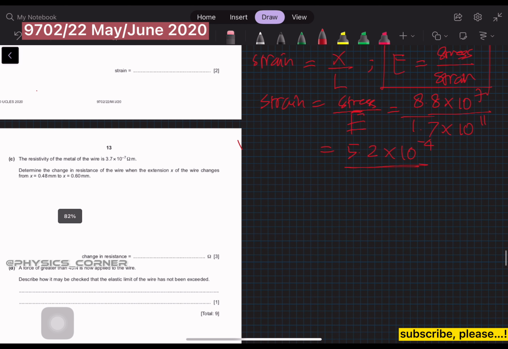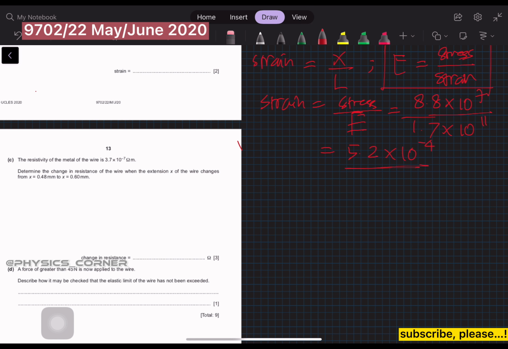We still have 2 questions, C and D. The resistivity of the metal wire is 3.7 times 10 to the power negative 7. This is rho, the resistivity. Determine the change in resistance of the wire when the extension X of the wire changes from 0.48 to 0.60.